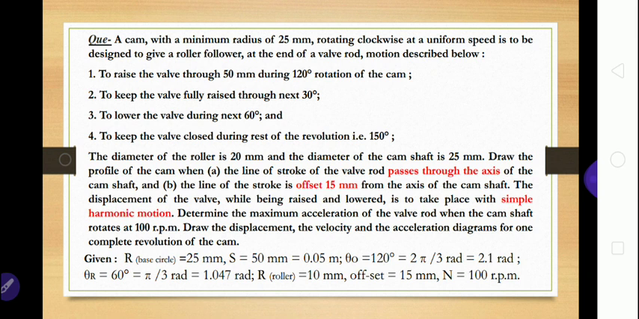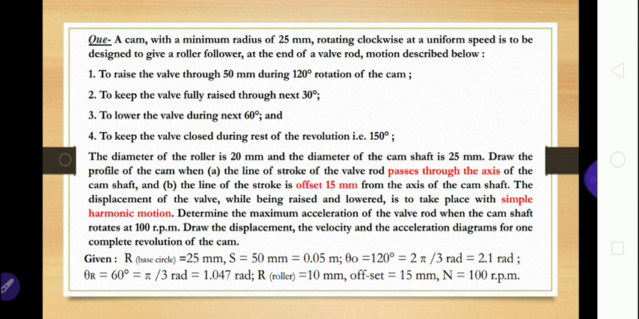During 120-degree rotation of the cam, that means theta O, that is nothing but the outstroke cam rotation, is equal to 120 degree. Next, secondly, to keep the roller fully raised through the next 30 degree, that means the dwell period for the first time is given as 30 degree here. Next, to lower the roller during next 60 degree, that means theta R, that is rotation of cam during the return stroke, is given theta R is equal to 60 degree.